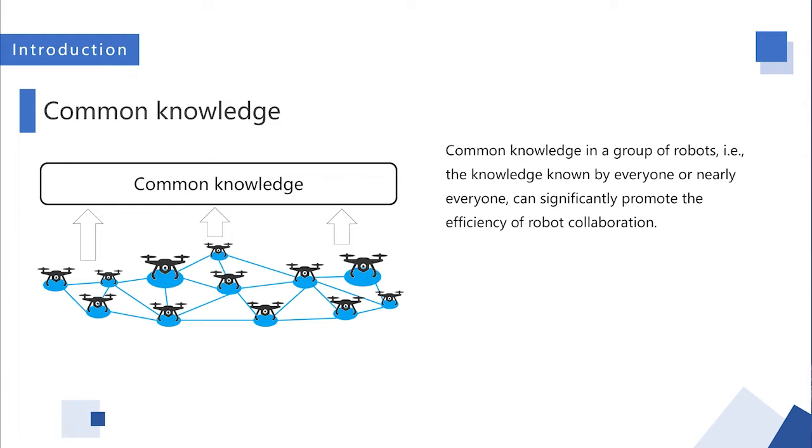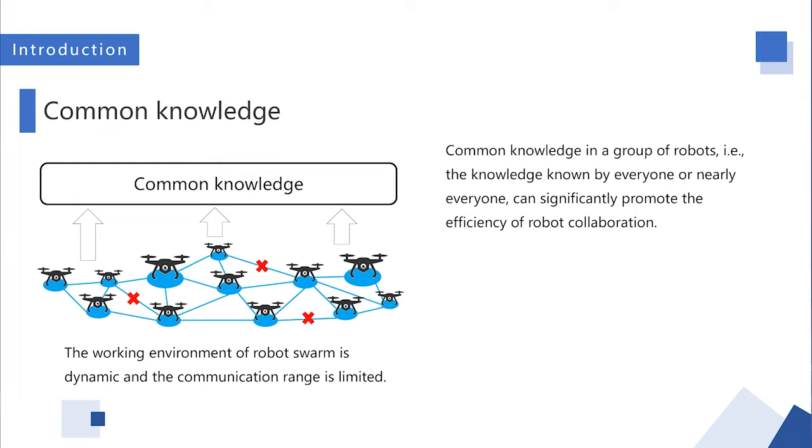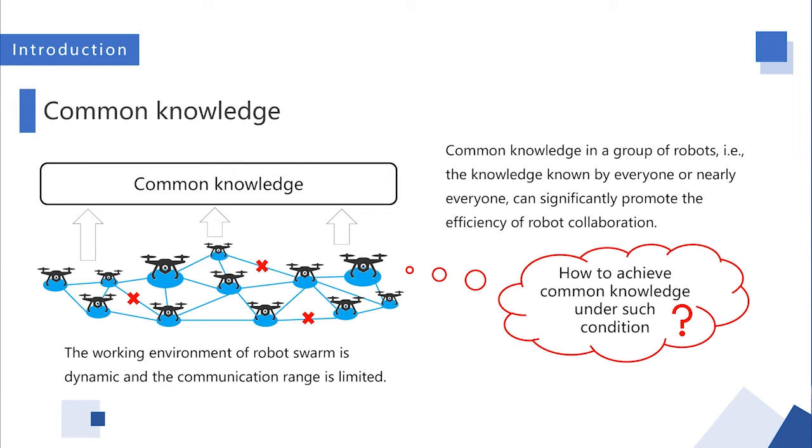In a stable environment, robots can directly share knowledge with others to achieve common knowledge. However, the working environment of a robot swarm is dynamic and the communication range is limited. It's difficult for swarm robots to support global synthesis of information collected by the swarm. The question is how to achieve common knowledge under such condition.